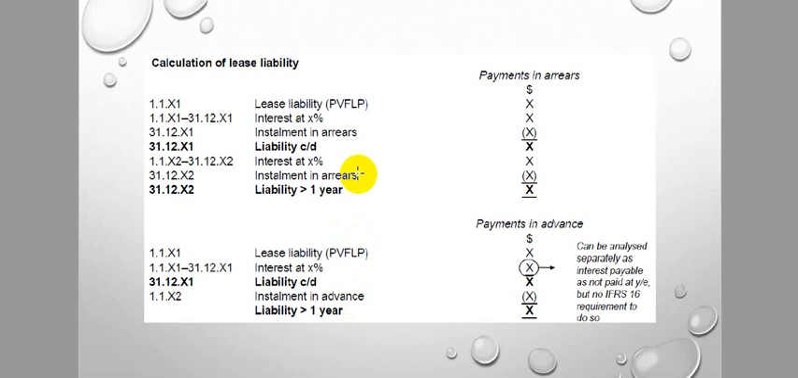If the lease rentals are paid in arrears, then we go with this first pro forma. First, to the lease liability, you add the interest using the interest rate implicit. So you multiply the interest rate implicit by the present value of the future lease payments. Add that interest to the future lease payments. Then subtract the lease rentals in arrears to give you the closing balance of the lease liability at the end of the year.